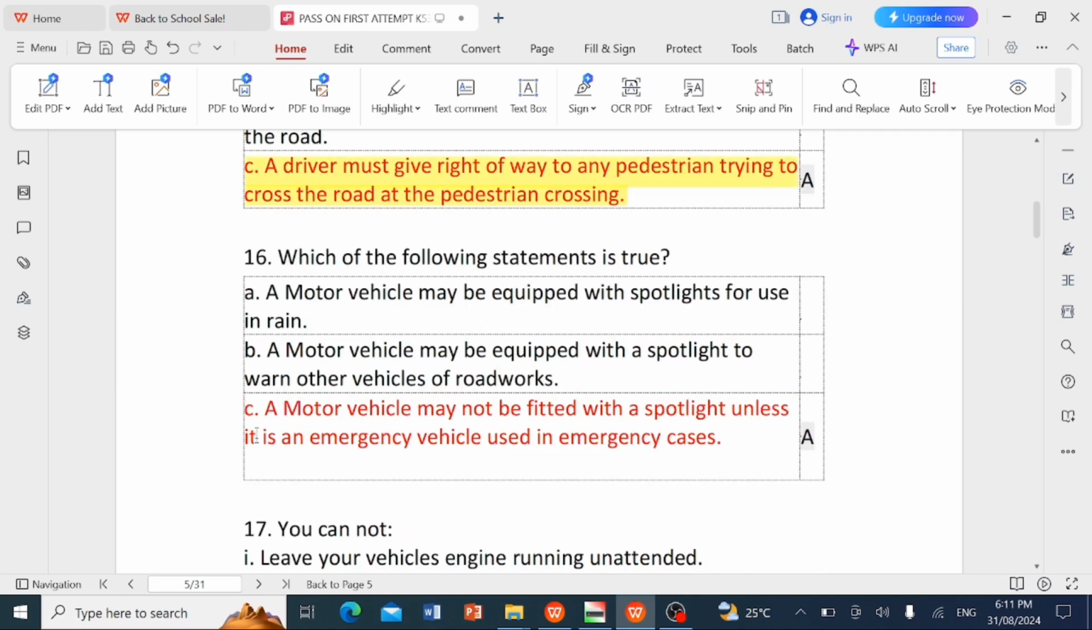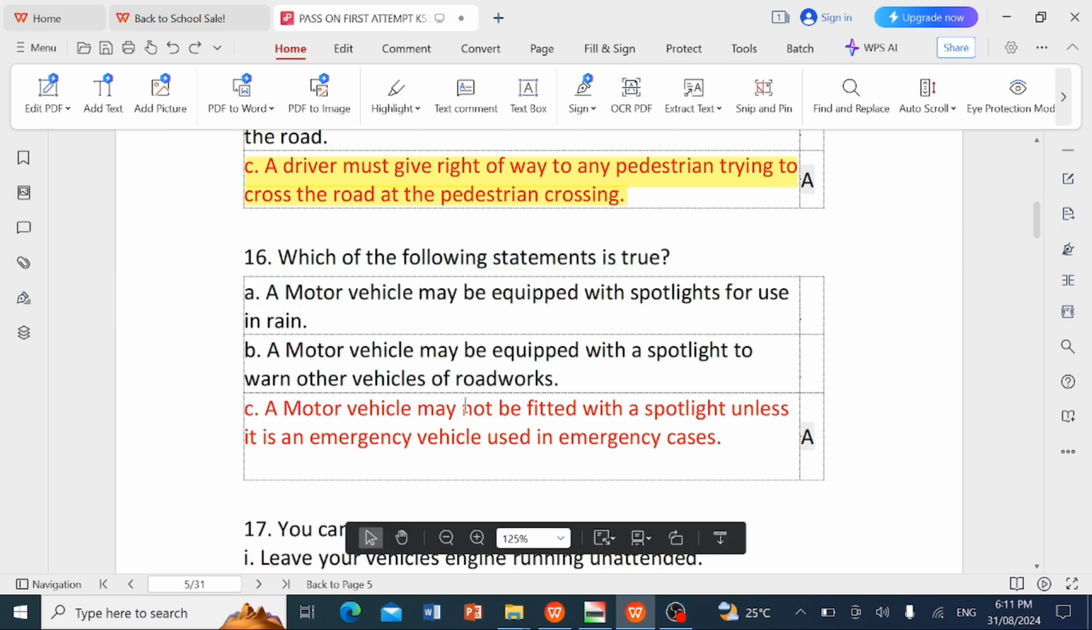Number 16. Which of the following statement is true? Option A, a motor vehicle may be equipped with spotlight for use in rains. B, a motor vehicle may be equipped with spotlights to warn other vehicles of roadworks. C, a motor vehicle may be fitted with spotlights unless it is an emergency vehicle used in emergency cases. Okay, so here we're looking at a statement that is true. Okay, a true statement here.